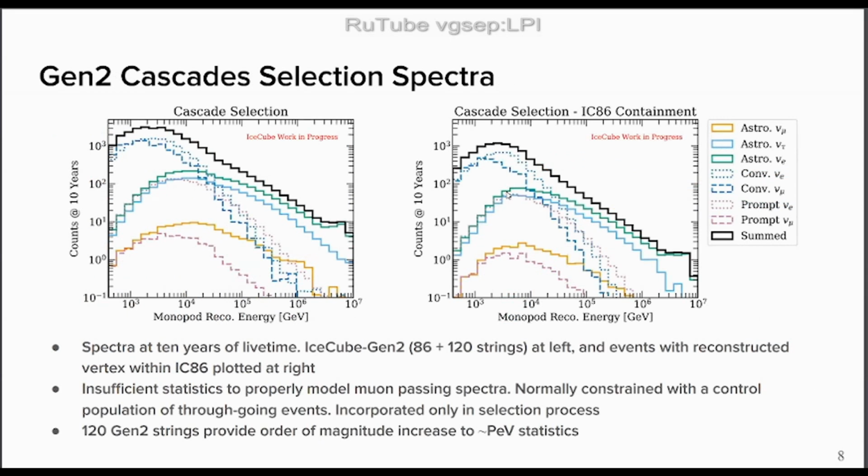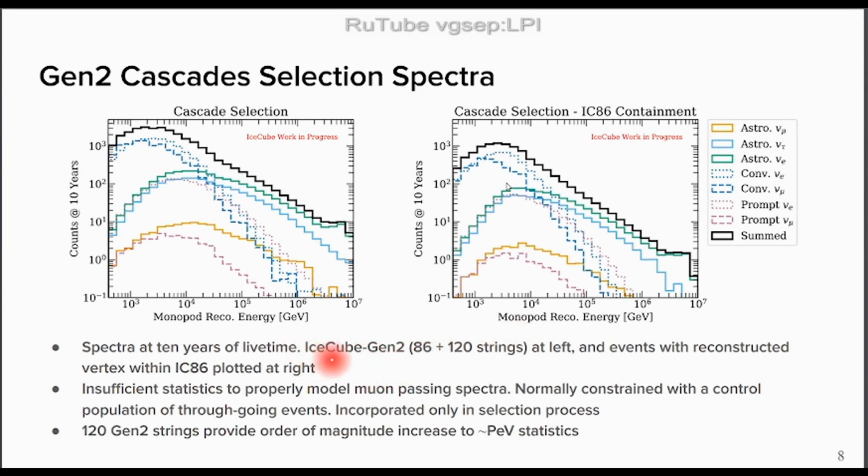Okay, on this slide, I just have sample spectra from the actual selection plotted at 10 years of lifetime. So on the left here, these are events from the entire selection, so from the entire array. These were picked up on the 120 additional strings plus the existing 86 IceCube strings. On the right here, this is a subselection of those events.